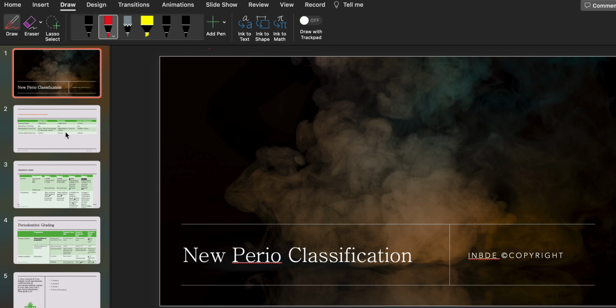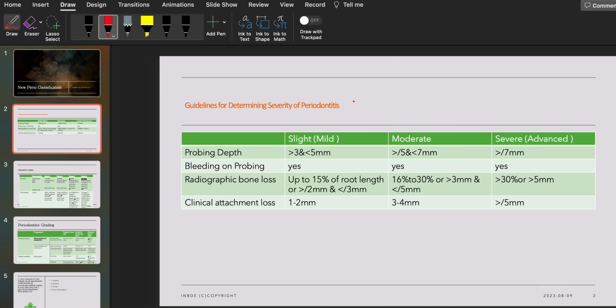So let's go ahead and talk about different forms of periodontitis. There are three kinds of periodontitis: mild, moderate, and advanced. When it comes to periodontitis, there will be probing depth, bleeding on probing, bone loss radiographically, and definitely clinical attachment loss. Board exams do ask: what is the definite determining factor for periodontitis? It is basically the clinical attachment loss. If the clinical attachment loss is not present, then it is not periodontitis.